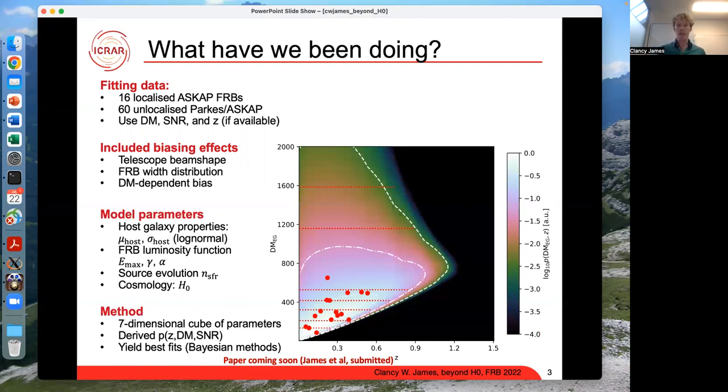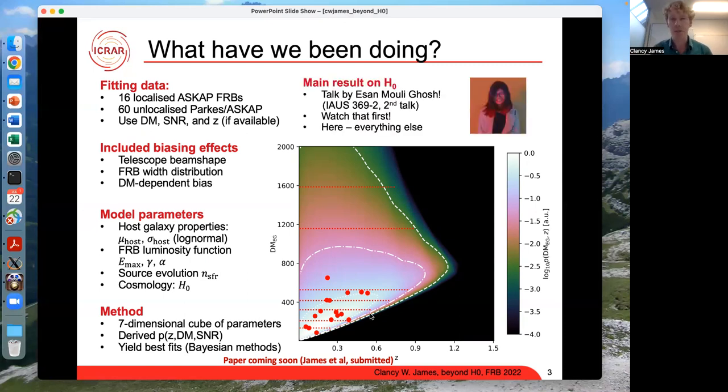So the highlight is this is our final fit to data. X-axis, redshift, Y-axis, dispersion measure, extragalactic with the galactic contribution subtracted. The points are ASKAP FRBs that have been localized with known redshift, and the lines are the ASKAP FRBs with no host galaxies so far. The color scale here indicates a probability of observations. The dotted line includes 50% of probability, dot dashed 90%, and dashed 99%. And we derive a good fit.